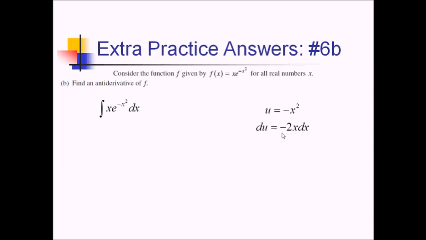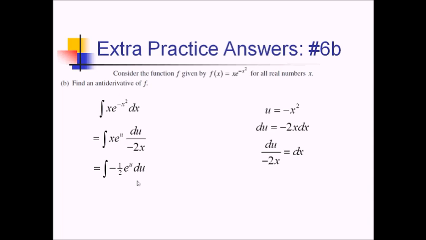Dividing by negative 2x to get dx alone, I've got du over negative 2x. And since this is an indefinite integral, I don't have to worry about x values being turned into u values or anything like that. So I'm just going to substitute back in here. So I've got then x times e to the u dx, except instead of dx, I'm going to write du over negative 2x. And I can cancel out the x's now. This is negative 1/2 e to the u du.